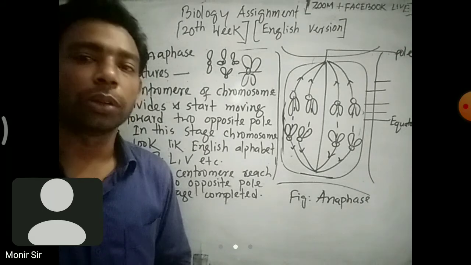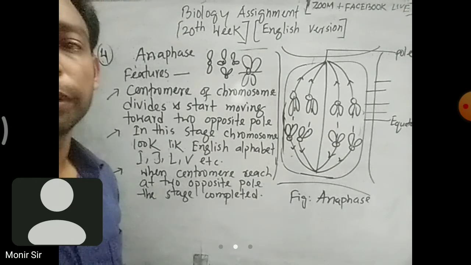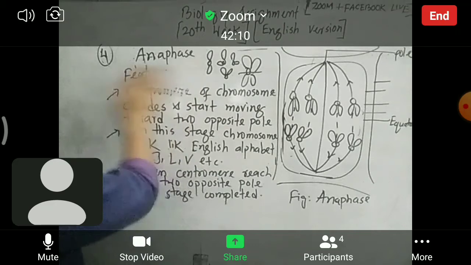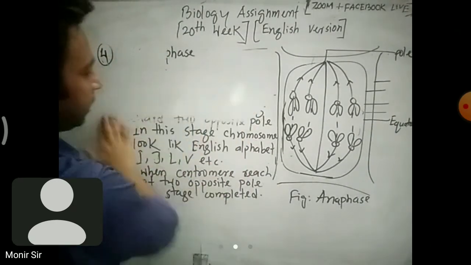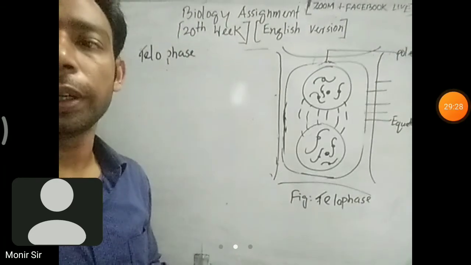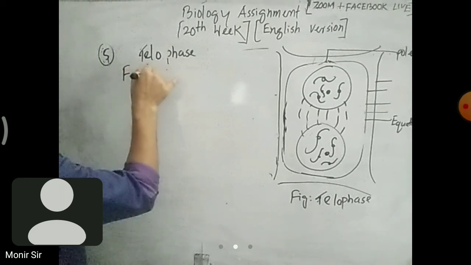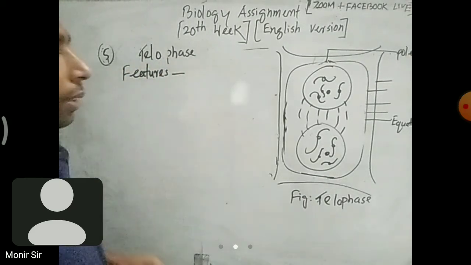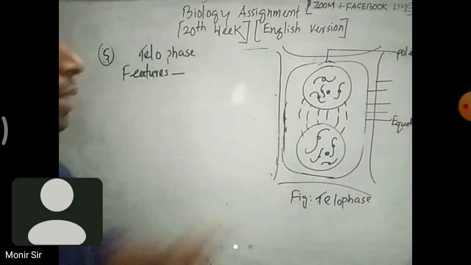And finally, we will go through the last stage, that is the telophase. Telophase, let's move on there. Okay, if the line is being cut, I will draw the figure very quickly here, since we have very few minutes in our hand. The features, whatever we have written there. Look at here, the chromosome is now in the previous shape, whatever we have seen in the prophase.